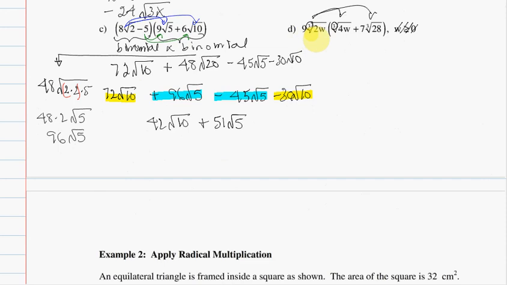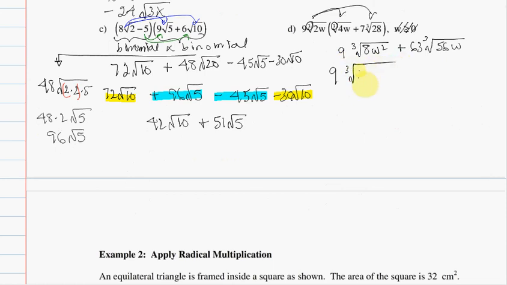Okay, so we're going to go 9 and then the cube root of 2W times the cube root of 4W leaves us with the cube root of 8W squared, plus 9 times 7 is 63, and the cube root of 2W times the cube root of 28 gives us the cube root of 56W. Alright, so we're going to simplify 9 and then cube root.